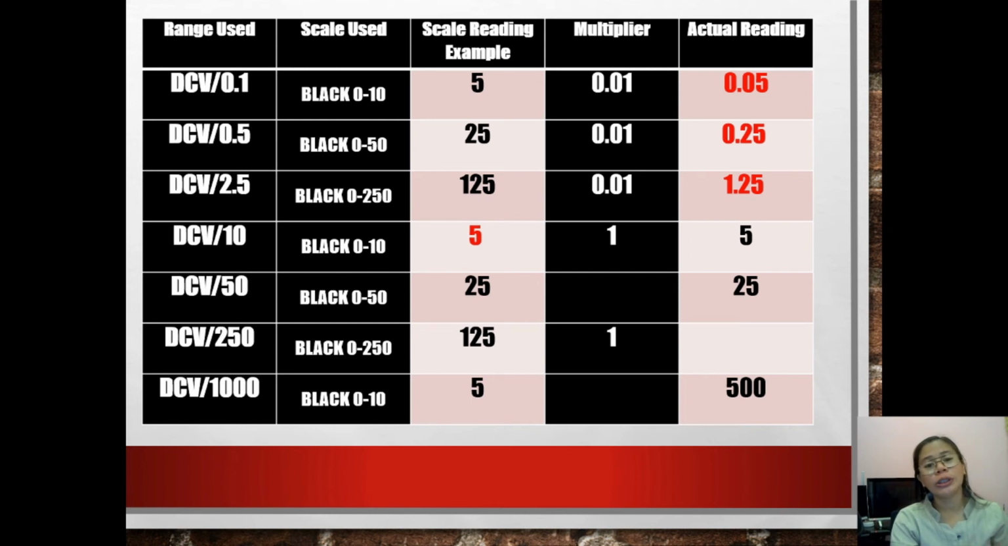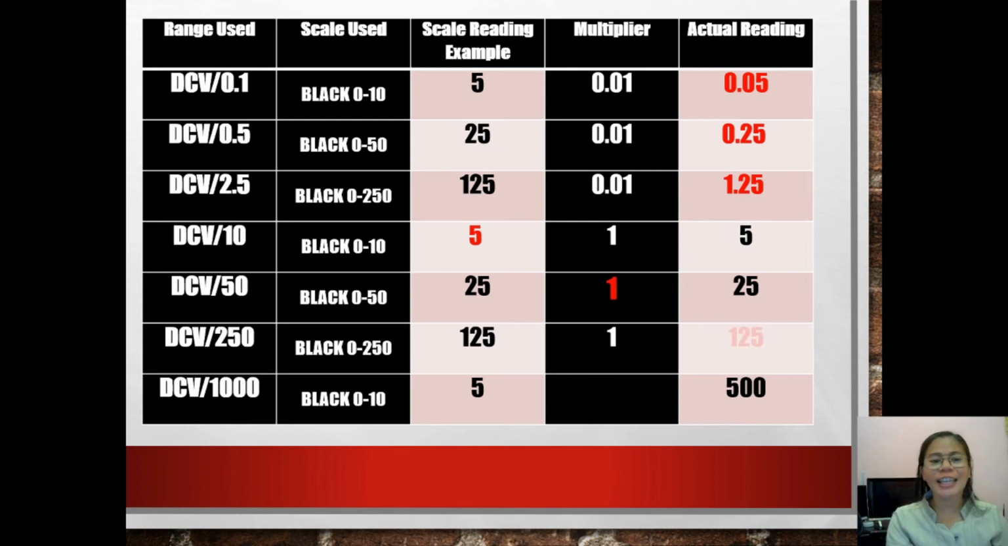So we use the range 50. What is the multiplier for 50? Very good. It is 1. 25 times 1 is equal to 25.